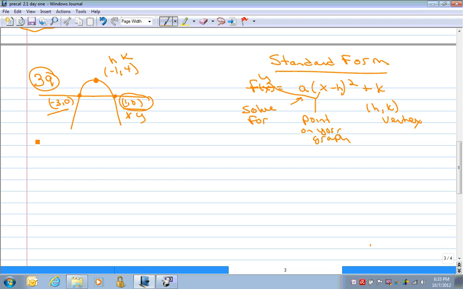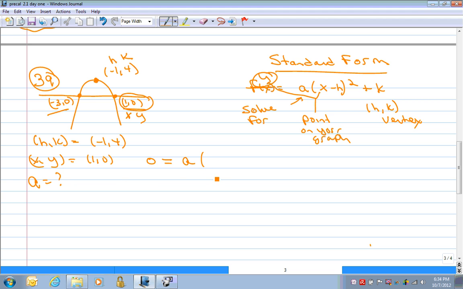So over here I'm going to write h, k equals -1, 4, and x and y for this problem we're going to use the 1, 0. And we're going to start substituting into our problem. So our y value is 0, so we're going to plug in 0 for the y. So we have 0 equals. We don't know the value of a, we need to look for a. So a is our big question mark here.